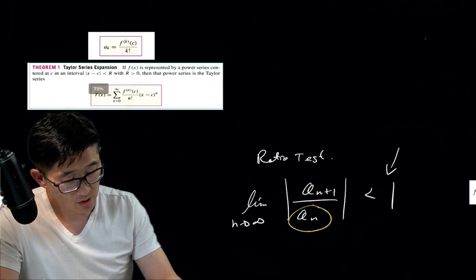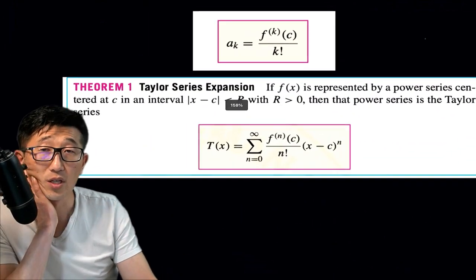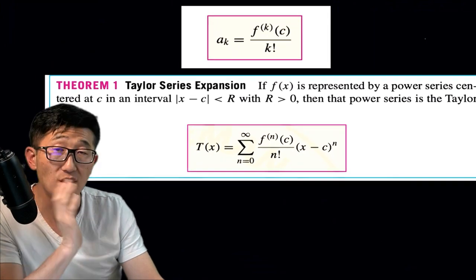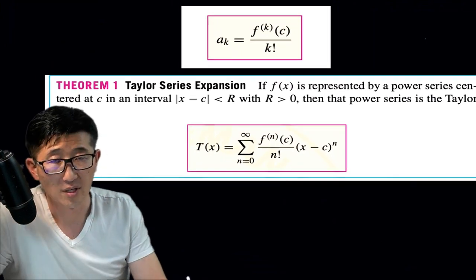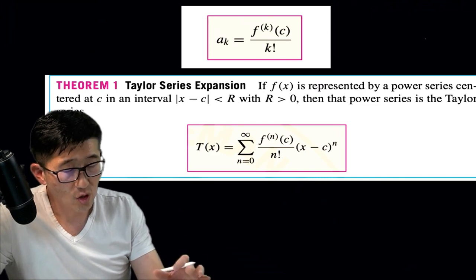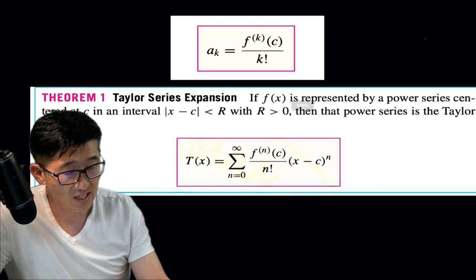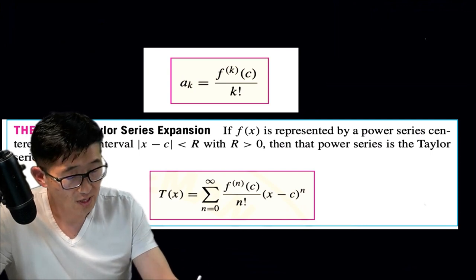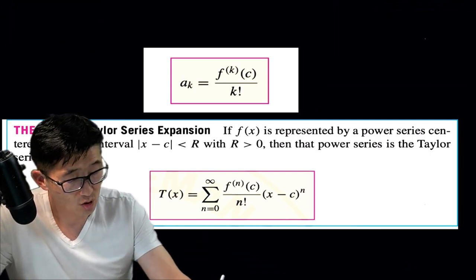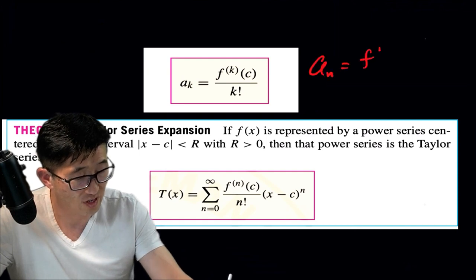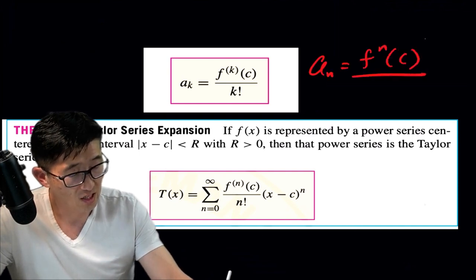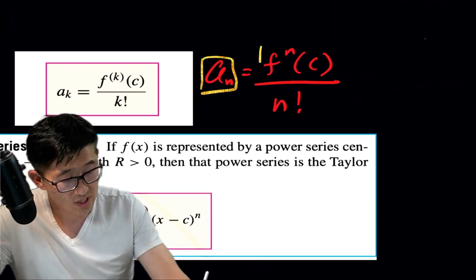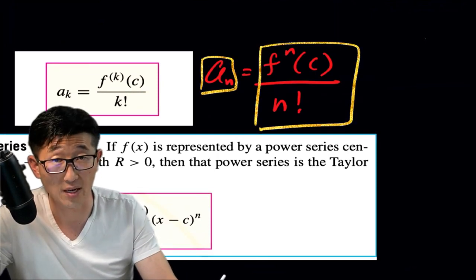Now up here I put this. You can find this in any textbook under the whole Taylor series illustration. You'll notice that they've defined a_n for us as this, and you have to memorize this. a_k, a_n, same thing. So a_n equals f^(n)(c) over n factorial. So if you're looking for an a_n, this has to fit that format.